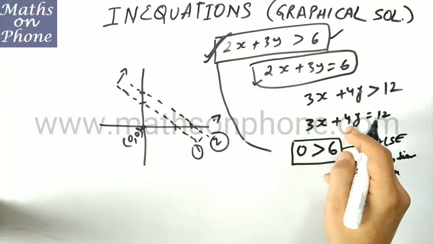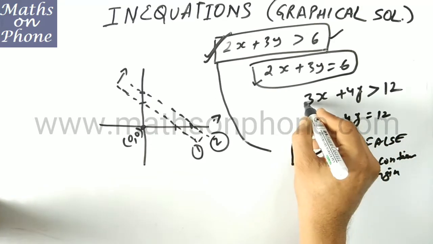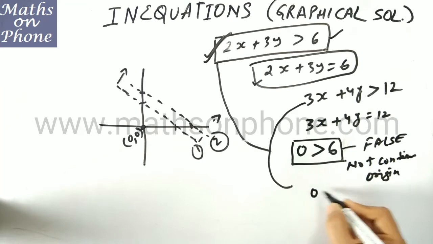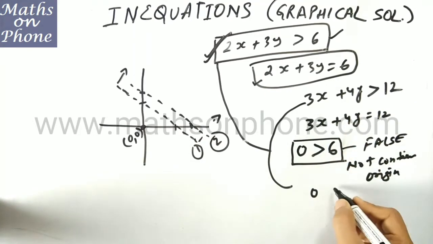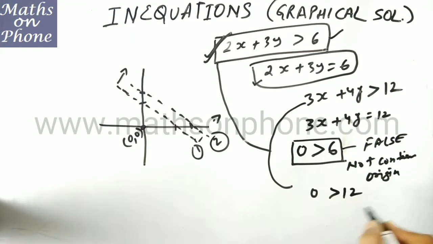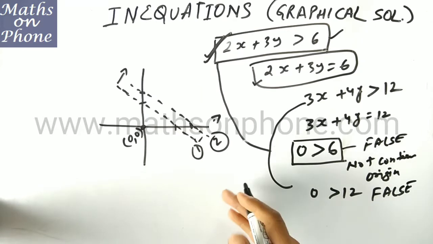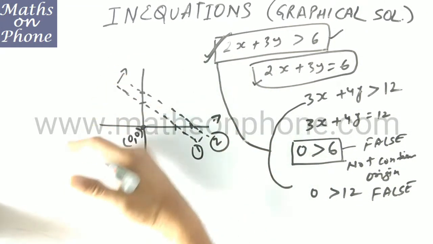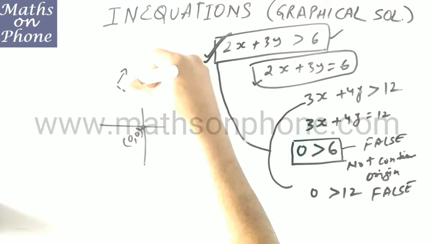Now go for line number 2. Here we follow the same process. We put the coordinates of the origin. This is 0 plus 0, that is 0 is greater than 12. Is it true or false? This is false again. So we have to shade the region which is not containing the origin. Two regions are here and there. So this region.